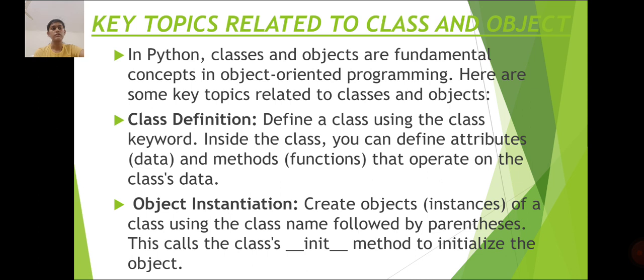Key topics which are related to the class and object. In Python, classes and objects are fundamental concepts in object-oriented programming. Here are some of the key topics related to classes and objects. Firstly, class definition. Define a class using the class keyword. Inside the class, you can define the attributes, which is data, and methods that operate on the class data. Object instantiation. Create objects, instances of the class, using the class name followed by parentheses. This calls the class's init method to initialize the object.